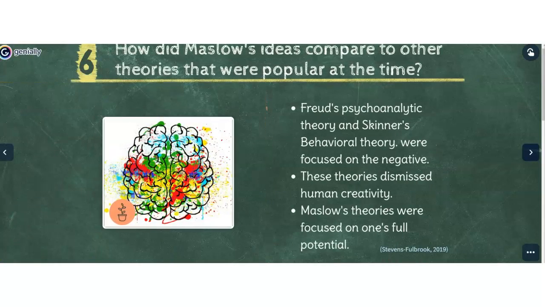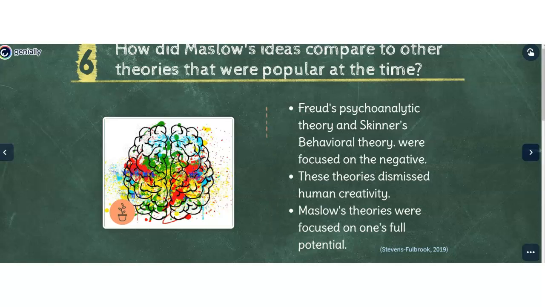Some of Maslow's ideas compared to other theories. Maslow felt that Freud's psychoanalytic theory and Skinner's behavioral theory were too focused on the negative or pathological aspects of existence. He also felt that these theories neglected all of the potential and creativity that human beings possess. Maslow's theories were more focused on maximizing well-being and achieving one's full potential.